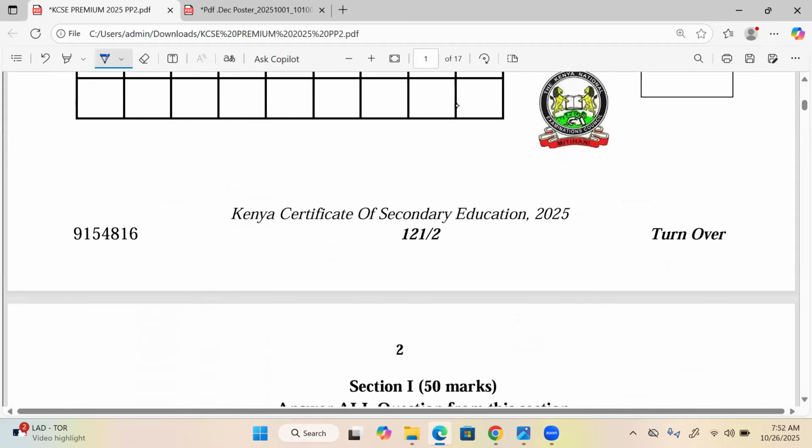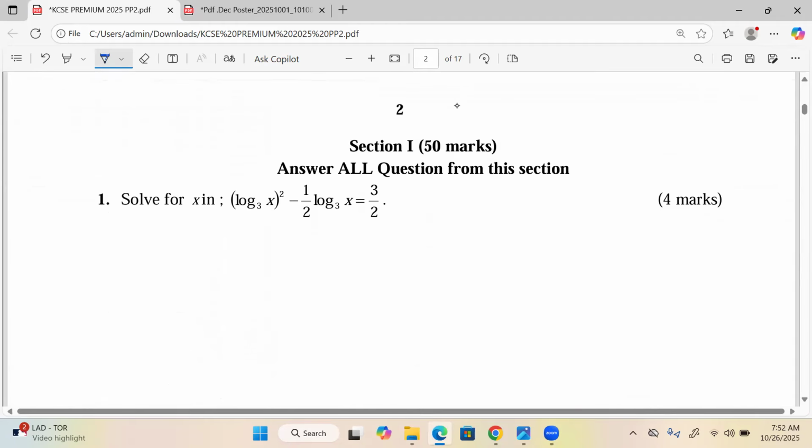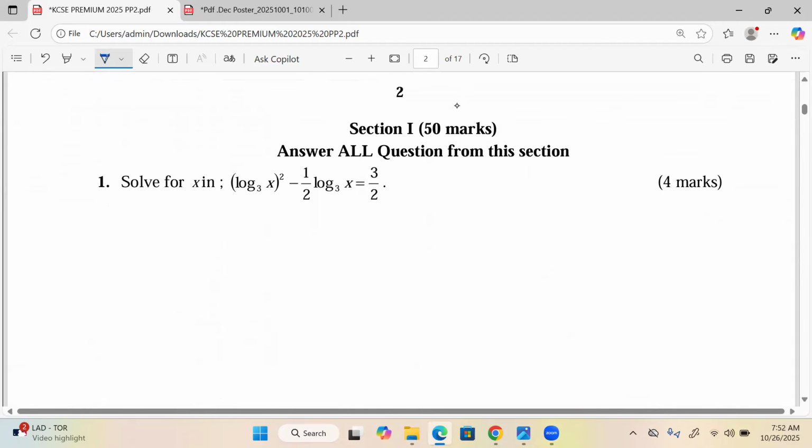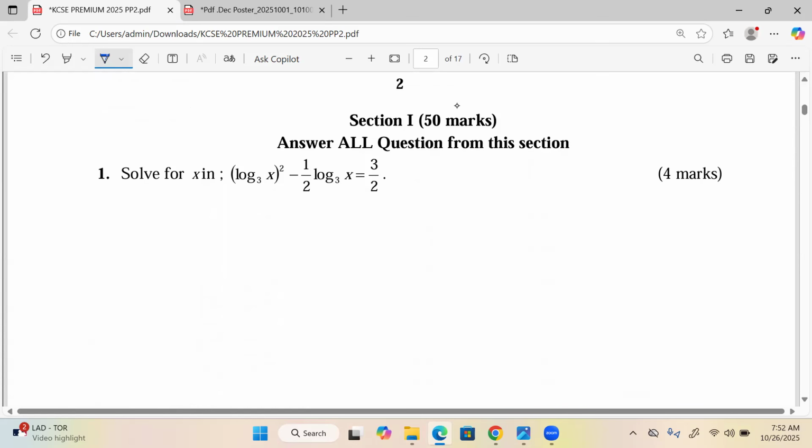The paper is very interesting, a well thought out paper, and I'm sure by going through this one, you will be well equipped.